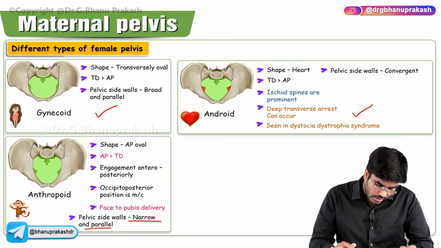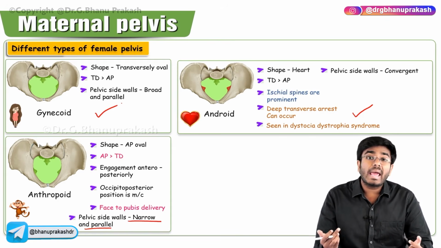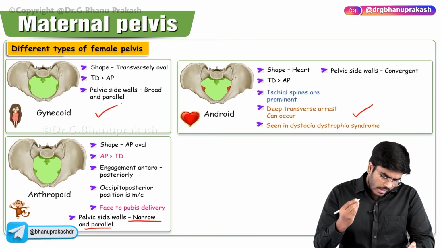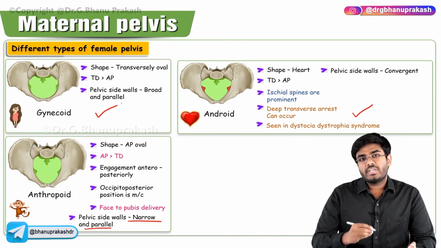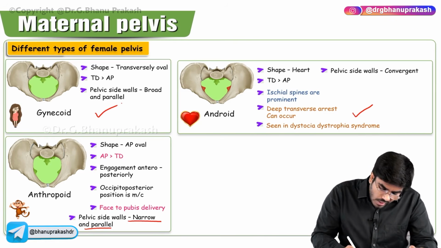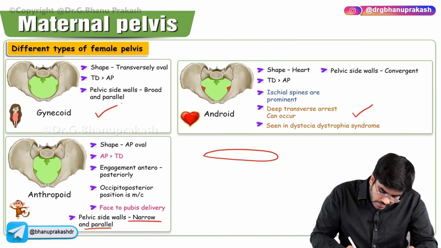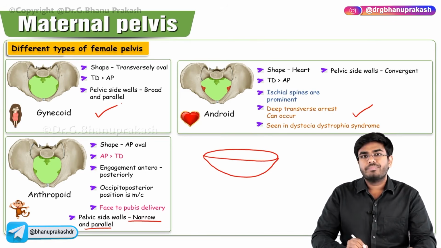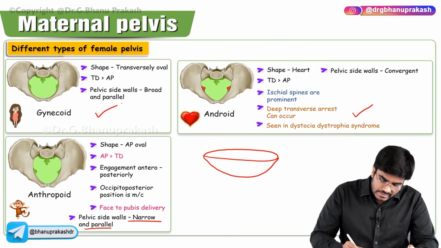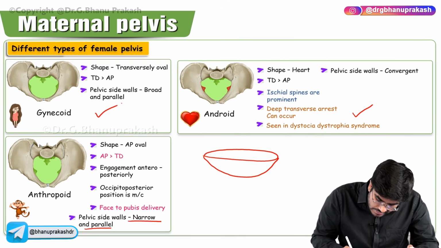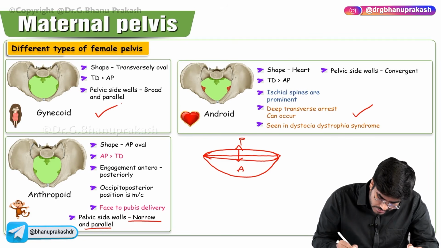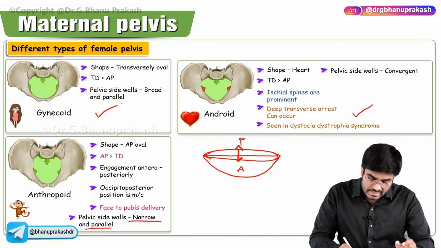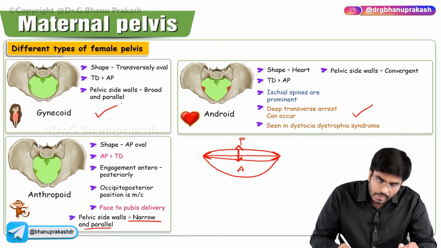Now after this, let's talk about the final pelvis, that is the platypelloid type of pelvis. What exactly is meant by platypelloid type of pelvis? This is a bowl-like pelvis. What do I mean by bowl, guys? For example, if I am drawing a bowl over here, what is the characteristic of a bowl? A bowl will have a bigger transverse diameter when compared to the antero-posterior diameter. If I say this is anterior and this is posterior, the antero-posterior diameters are lesser than the transverse diameters.